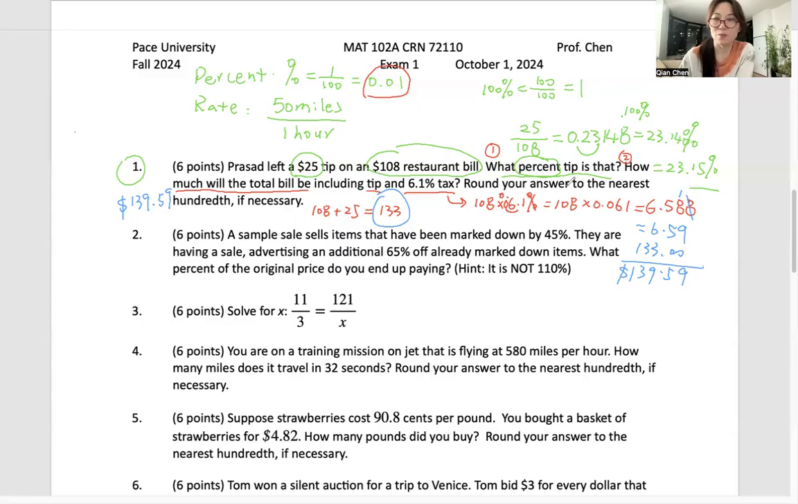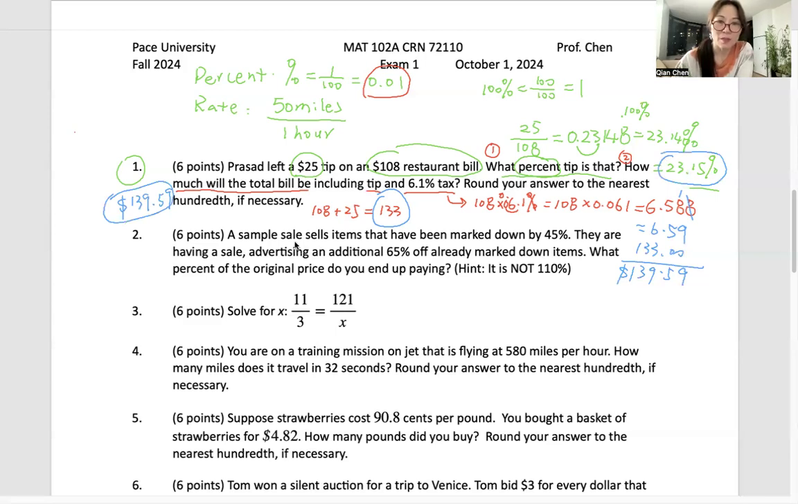So the first part of the question, the answer is this, right? So what percent tip is that? It is 23.15%. And the second part, how much the total bill, including 6.1 tax, is $139.59. Okay, that's the first question. Now let's see the second one.